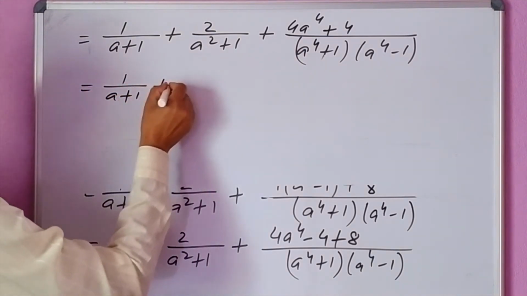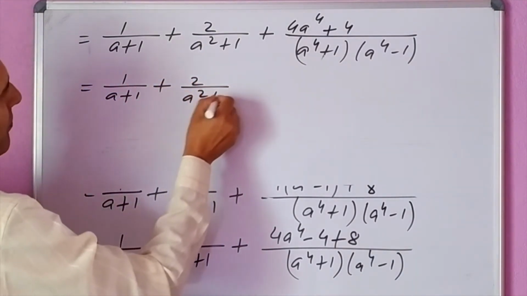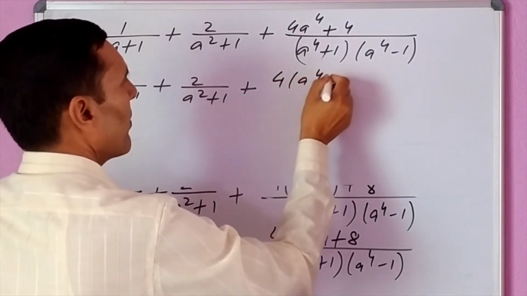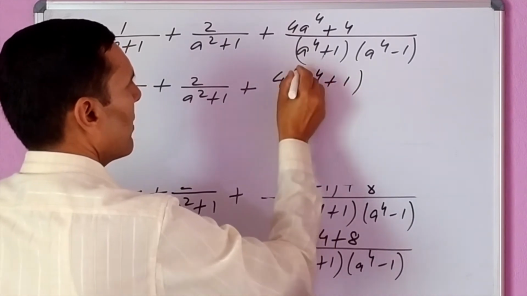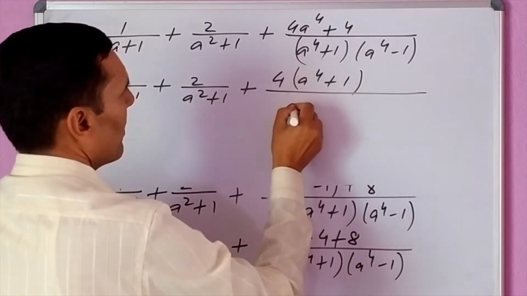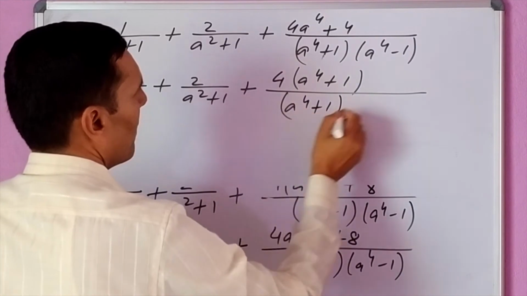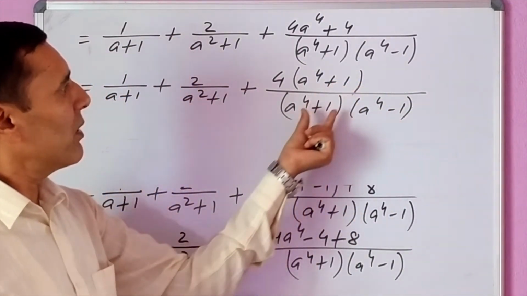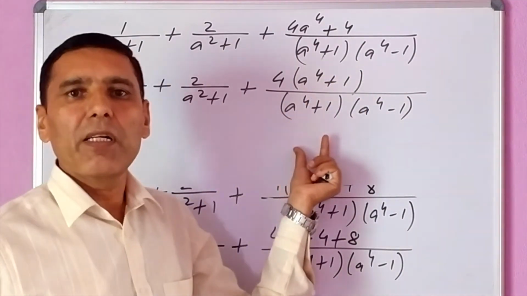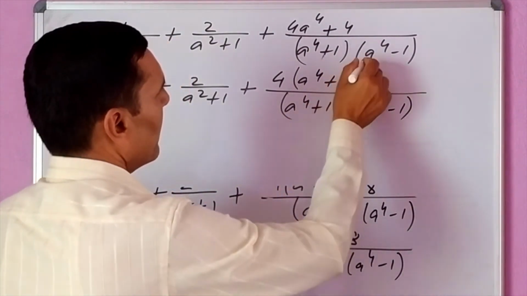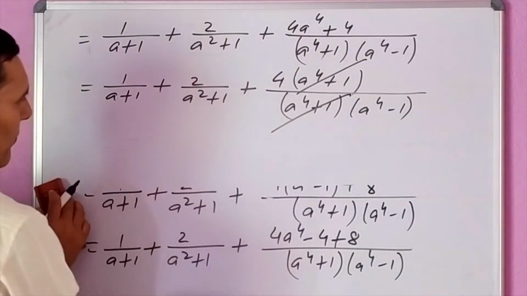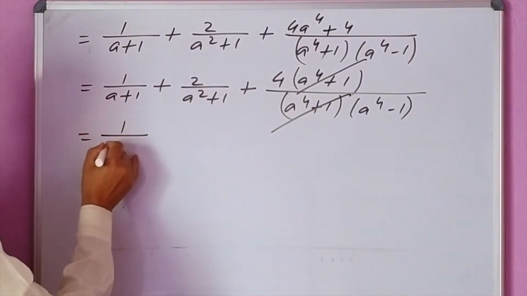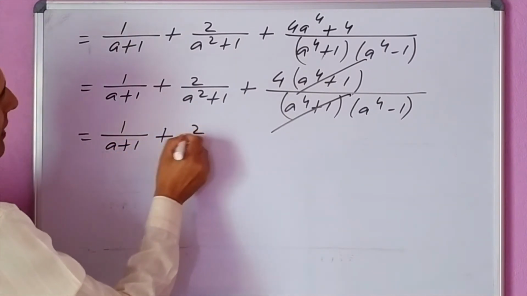The first two terms as it is. If we take 4 common there, a^4 + 1 will be remaining in the bracket, and the denominator (a^4 + 1)(a^4 - 1). Look here guys, we have a^4 + 1 both in numerator and denominator. It is multiplication form, it can be cancelled. First term, this is second term.